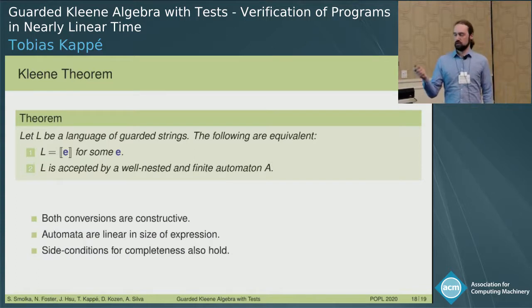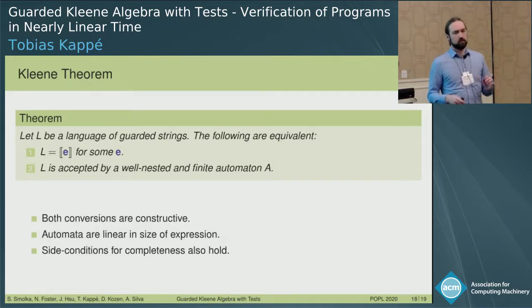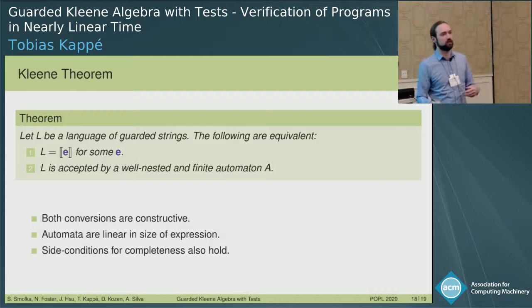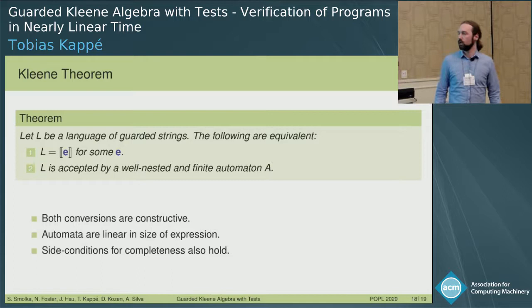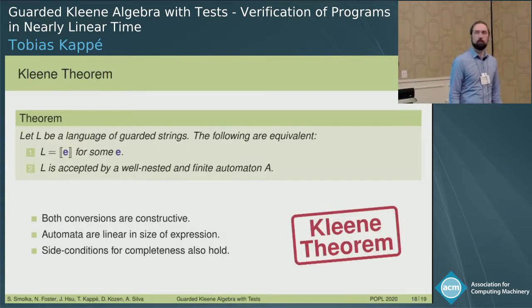The conversion from expression to automaton is constructive, as is the other way around. And the automaton that you obtain from an expression is linear in the size of the expression that you start out with, which is crucial for the decision procedure. The side conditions that we needed for completeness, about bisimilarity versus equivalence and doing the round trip from expression to automaton and back again, also turn out to hold. So this gives us the Kleene Theorem.